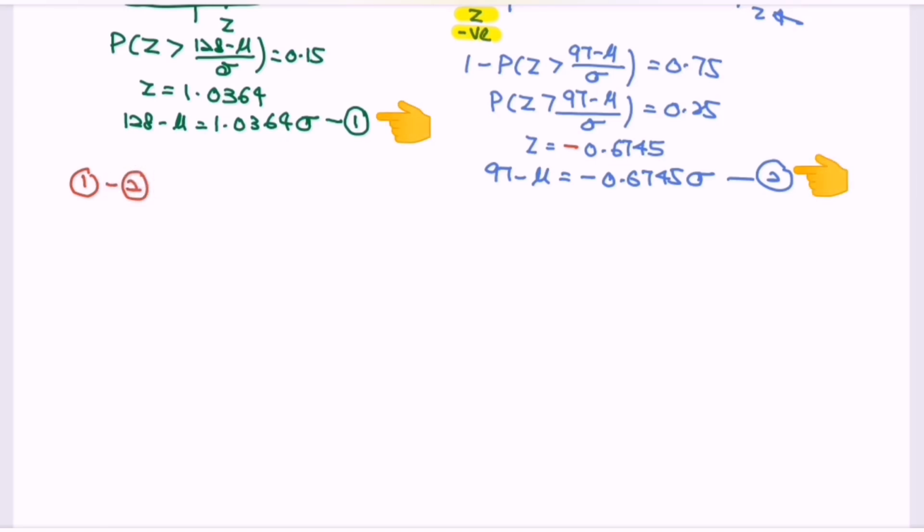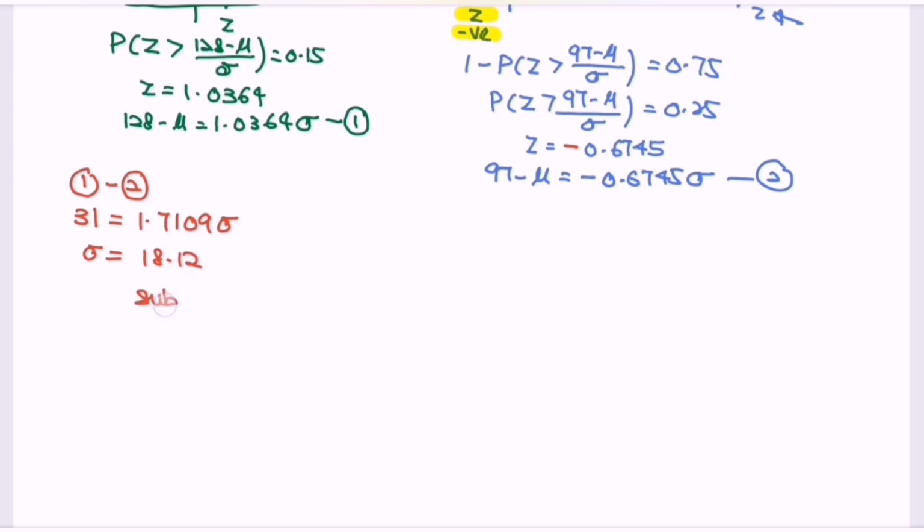So 128 minus 97, and we will have 31. Negative mu minus the negative mu, and we will have 0. Then 1.0364 multiplied with the standard deviation. If we minus the second equation, we will have plus, where we have 1.7109 standard deviation. So the standard deviation will be 31 over 1.7109, and we will have 18.12.